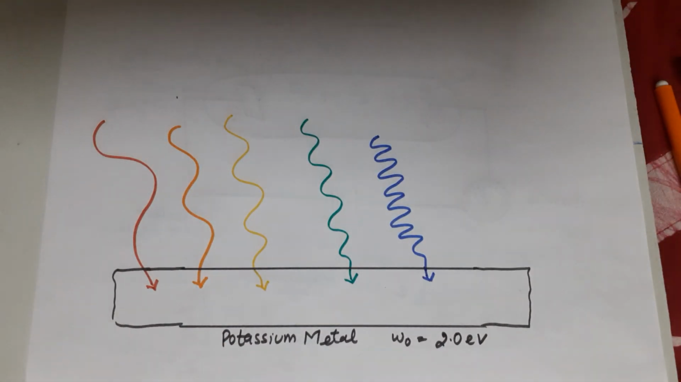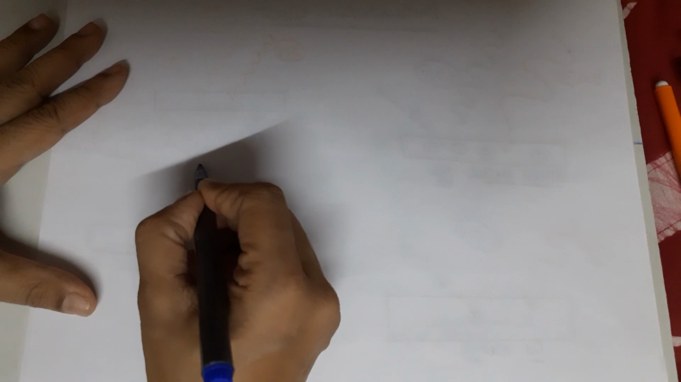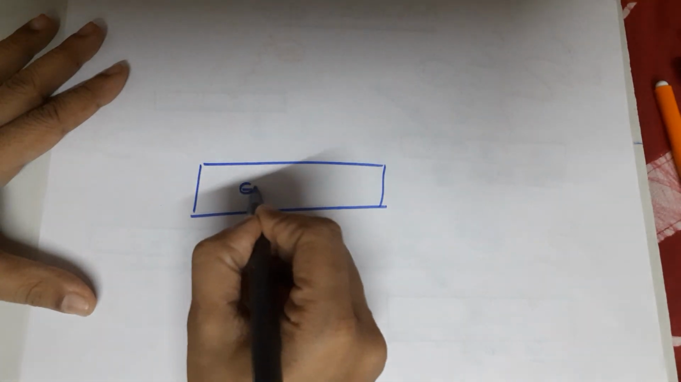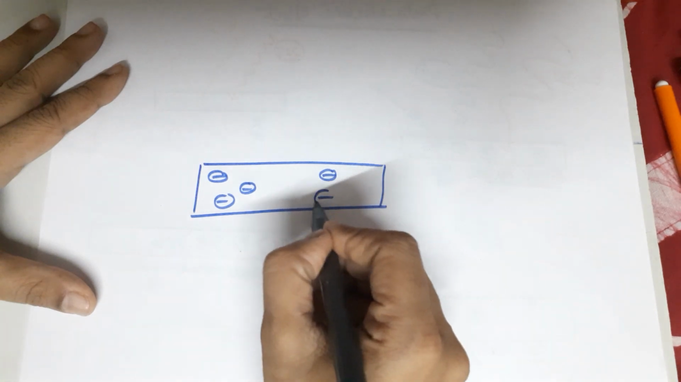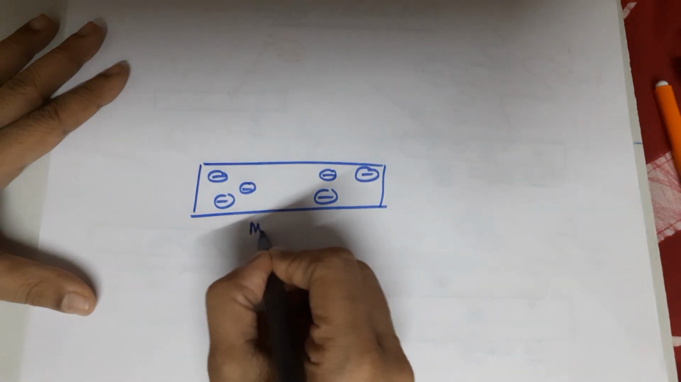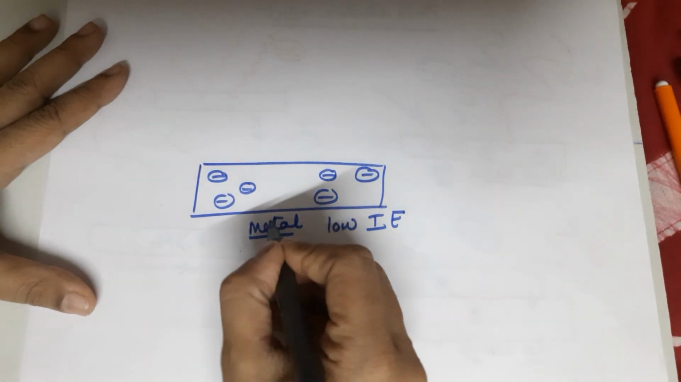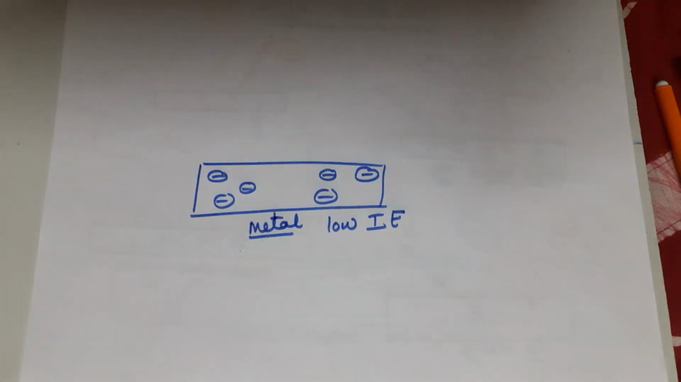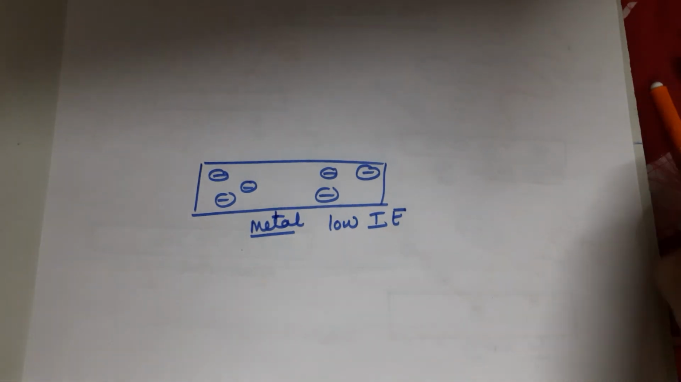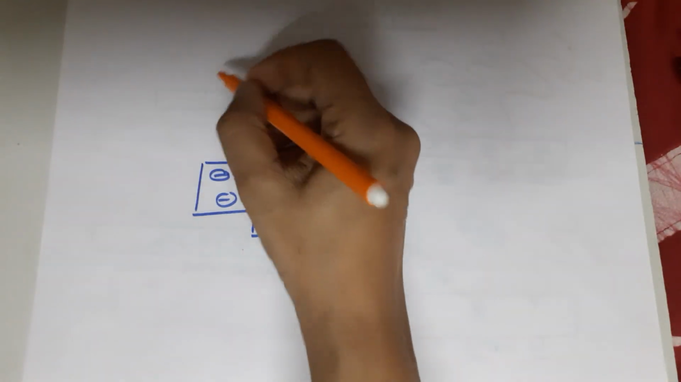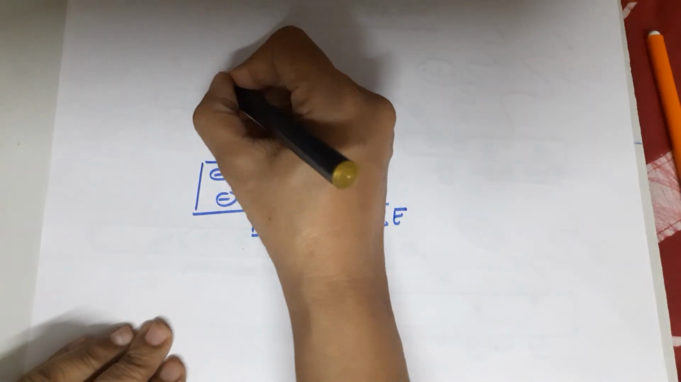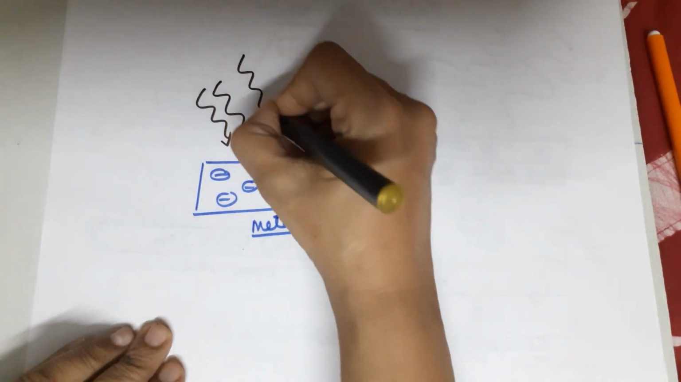Now, before I go to this part, I need to do one more concept. Supposing you have this as the metal and it has some free electrons in it. This is your metal which has a low ionization energy, which means it can easily lose electrons. So when we drop light onto it, these are the light waves which hit on the surface of the metal.